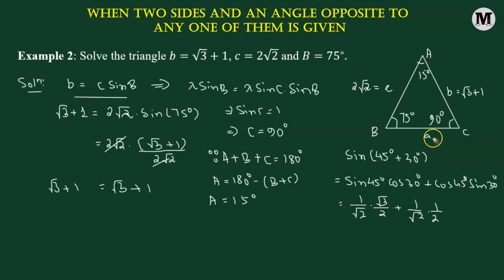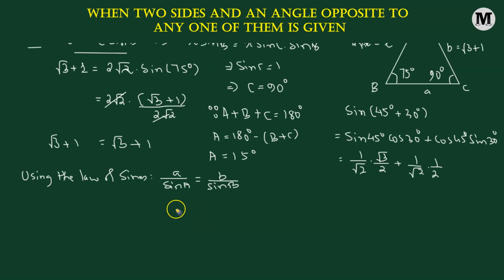Either we can use the formula that we obtained earlier, or we can use the law of sines. Better to use the law of sines, it will be much easier. Since we need a, using the law of sines, we're going to take two ratios. We'll take a over sine of angle A, and equate it to b over sine of angle B. Which means that a is going to be equal to b times sine of angle A divided by sine of angle B.